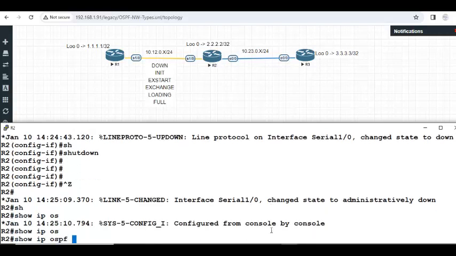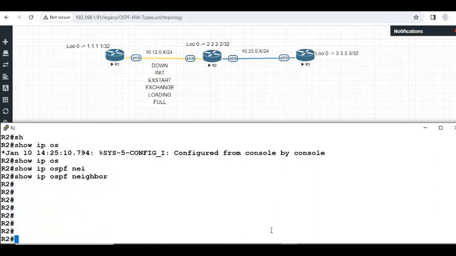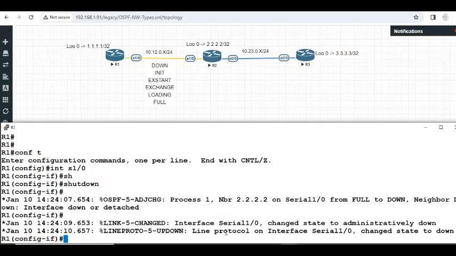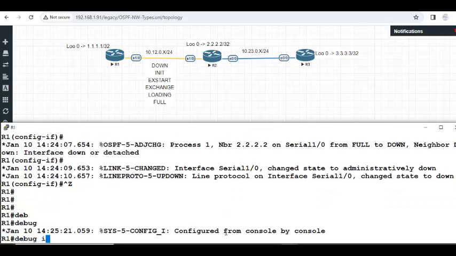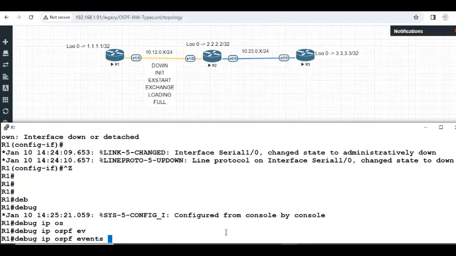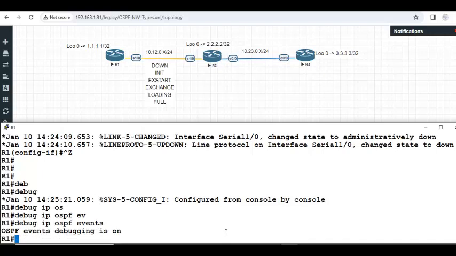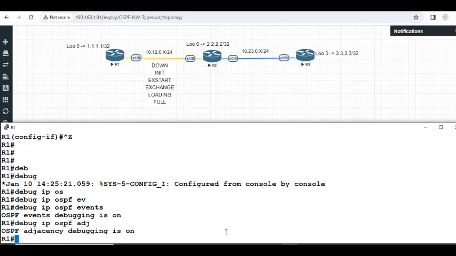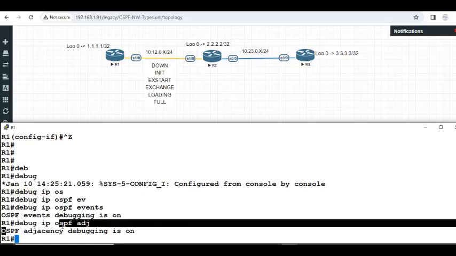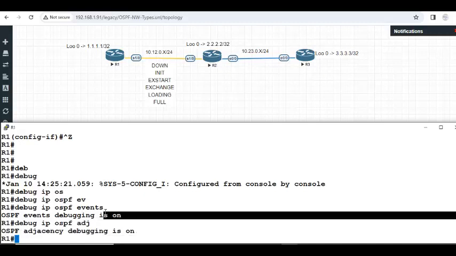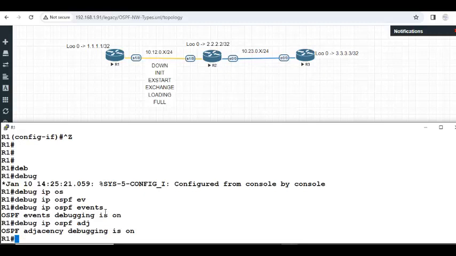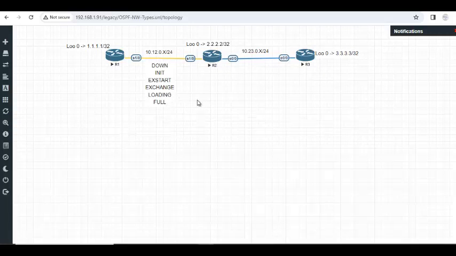And I'm going to debug on R1 and R2. Debug IP OSPF events. Means even the hello packets it will show you. And also I want to show you adj. What is adj? Adjacency. OSPF adjacency debugging. What is debugging? It will show even those things which are going on in the background. By default, these background states we don't see. But if you want to see, you need to debug.